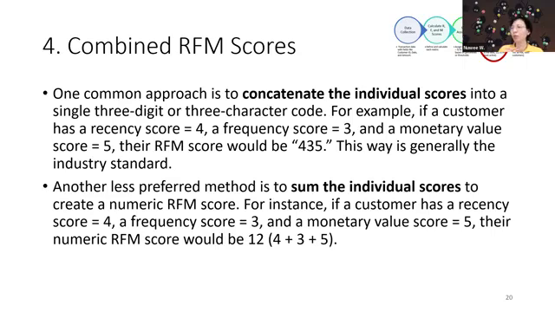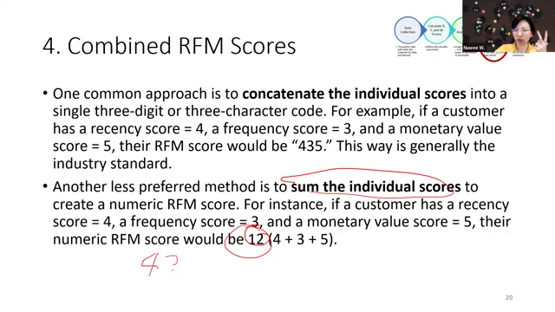Alternatively, you may be able to sum the individual scores into one numeric value. For example, 3, 4, 5, you add them up into 12. Of course, the second way is not quite standard. Why? The most disadvantage of summing all the scores is that you only get one number, and this one number will lose all context. You don't know how much it comes from recency because many combinations can be 12, right?